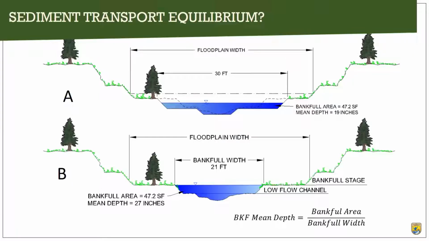I also want to note that we define the bankfull mean depth as the bankfull area divided by the bankfull width. So this is not the max depth of the channel, but we're taking the whole area and dividing it by the width of the channel. And when you get this over a widened channel, that's the reason why that mean depth goes down. And geometrically that works out. You can take my word for it, or you can do a little math.